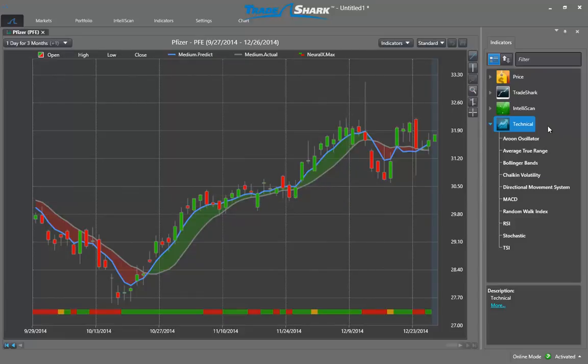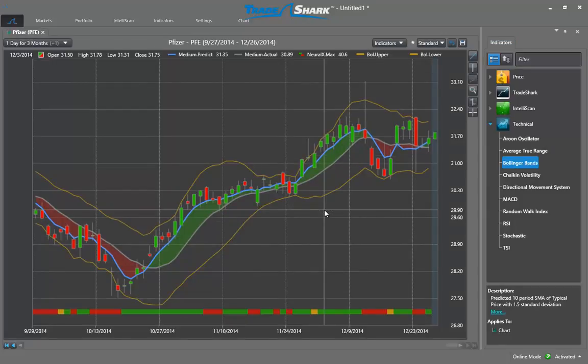To add Bollinger Bands to any chart, simply locate the bands from the technical indicator dropdown found within the indicator tray and drag and drop the bands onto the chart. Bollinger Bands have a wide range of applications. They can identify overbought and oversold levels, as well as be a great guide for expected volatility.